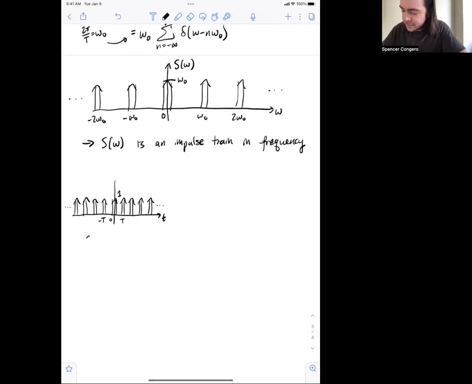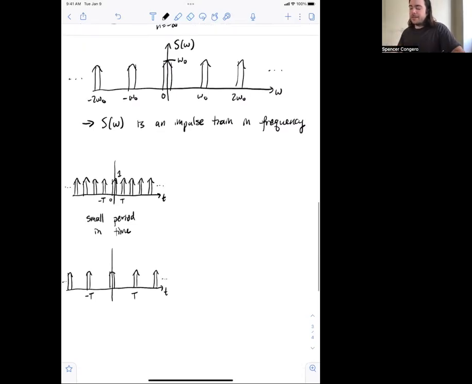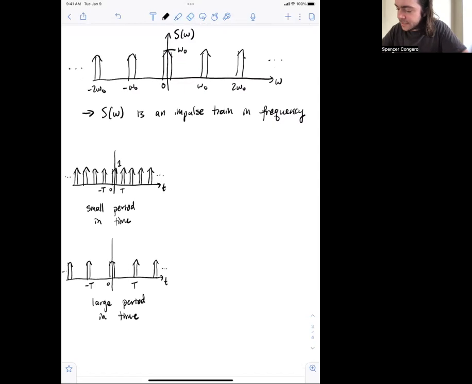I've drawn this to show you an impulse train with a small period in time. And I want to compare the Fourier transform to an impulse train that has a large period. This will be negative T, this will be T. They both are periodic, they go on forever and ever. So this is a large period in time. Let's see how the difference in their periods affects their Fourier transforms.